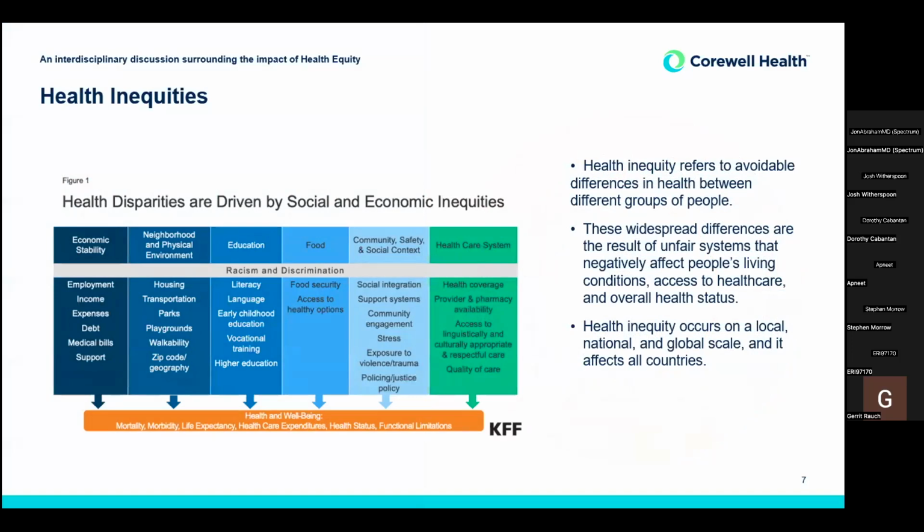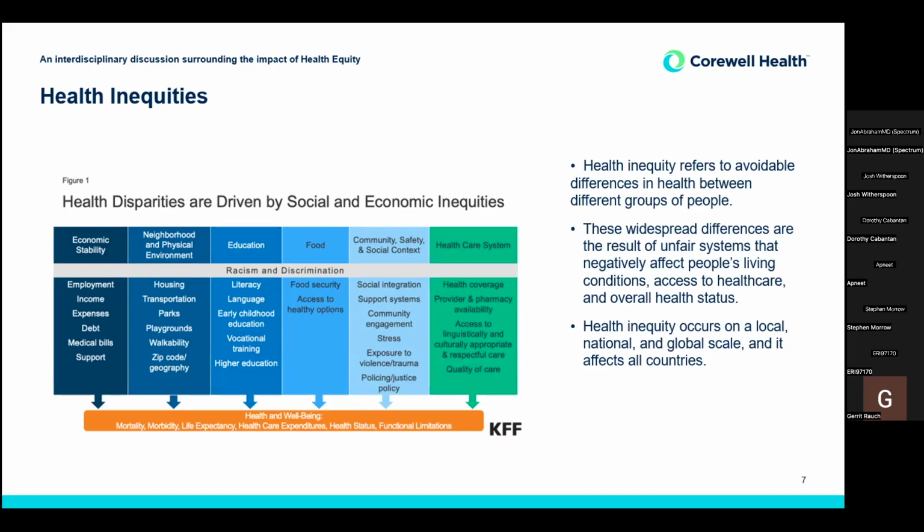So this analysis here is by the American Community Survey, KFF, which is highlighting health disparities driven by not only social, but also economic inequities. There are 6 categories here, and there are so many more that can be highlighted: economic stability, neighborhood and physical environment, education and food, community safety and social context, as well as healthcare. This refers to avoidable differences in health between different groups of people. And these widespread differences are the result of unfair systems that are negatively affecting people's lives.